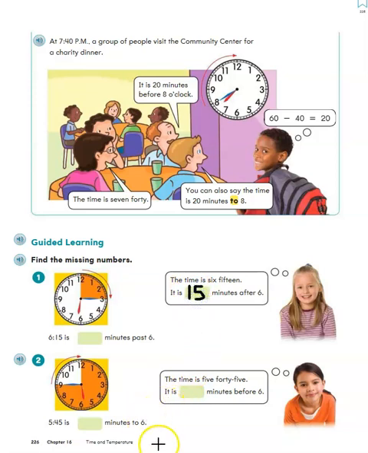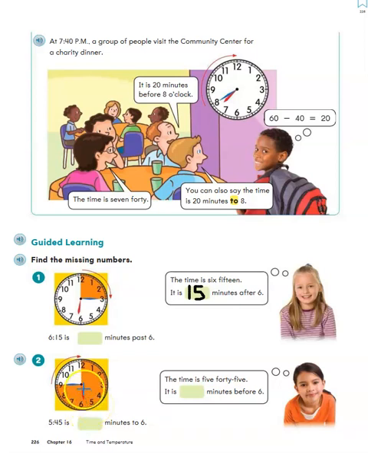Okay. And then number 2 says the time is 5:45. It is blank minutes before 6. So now this time we're seeing the clock is 5:45 because the hour hand is in between the 5 and the 6. Notice it's very close to the 6, but it's not on the 6 yet. That means it is still in the hour of 5.